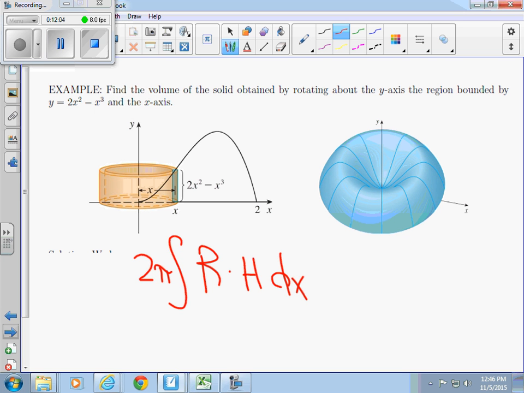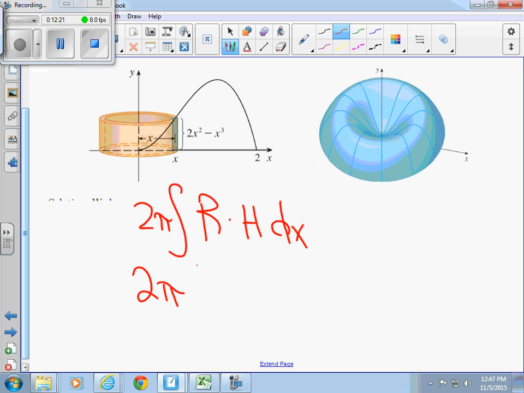What is the radius of that shell? X. As the shells get bigger or smaller, the radius will be the width from the y-axis, which is the x value. Again, if we are rotating around the y-axis, the radius will always be x. So you saw in that formula where they just called it x. But if we're not rotating around the y-axis, that would change some things.